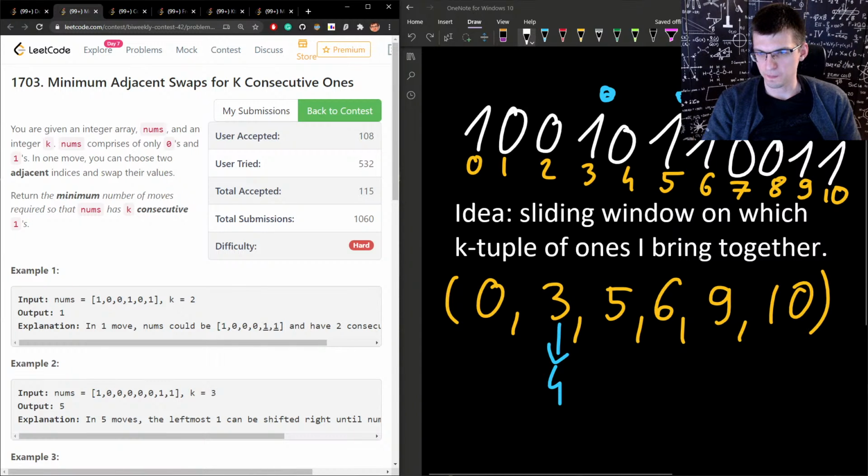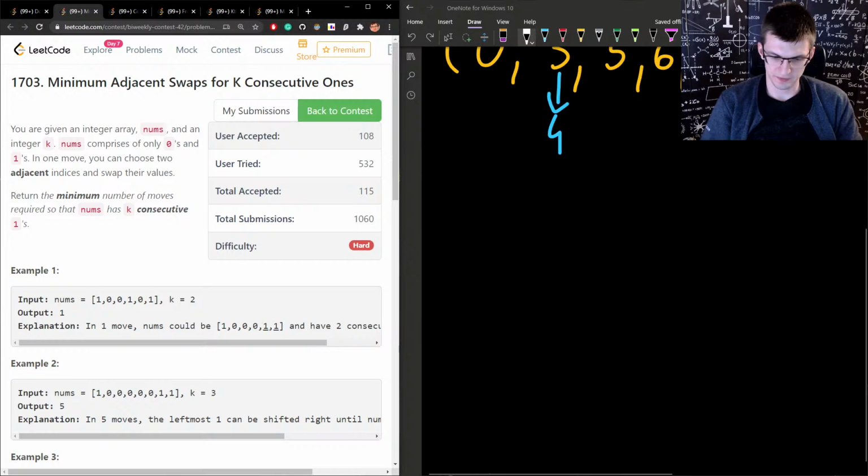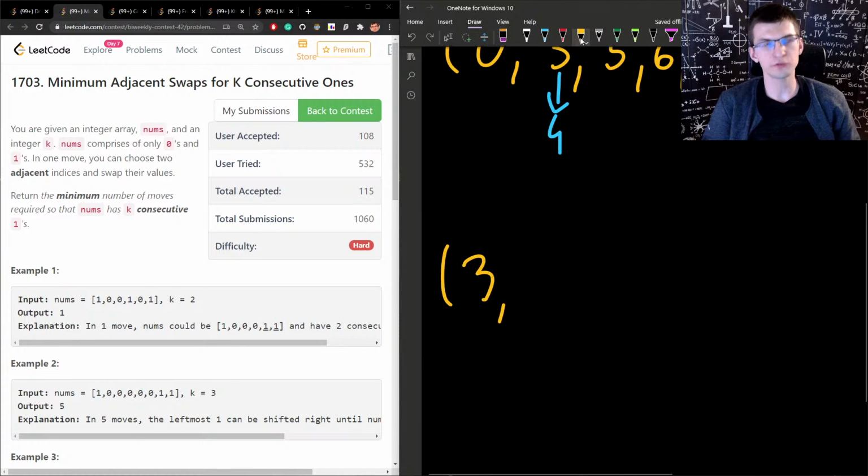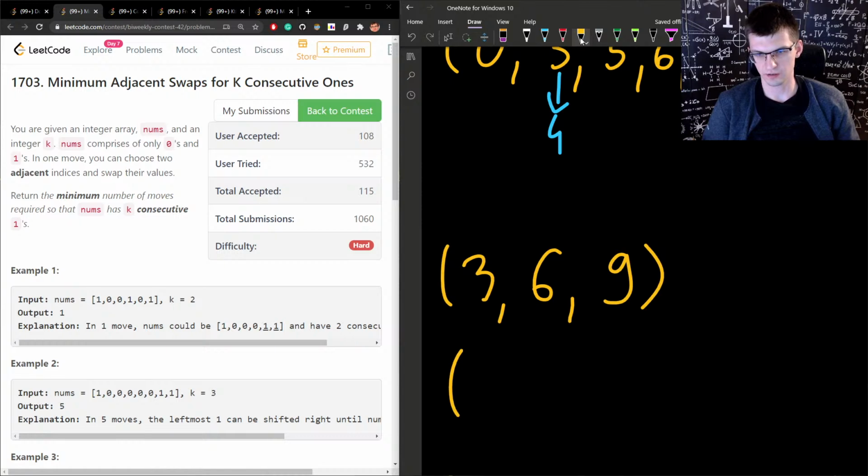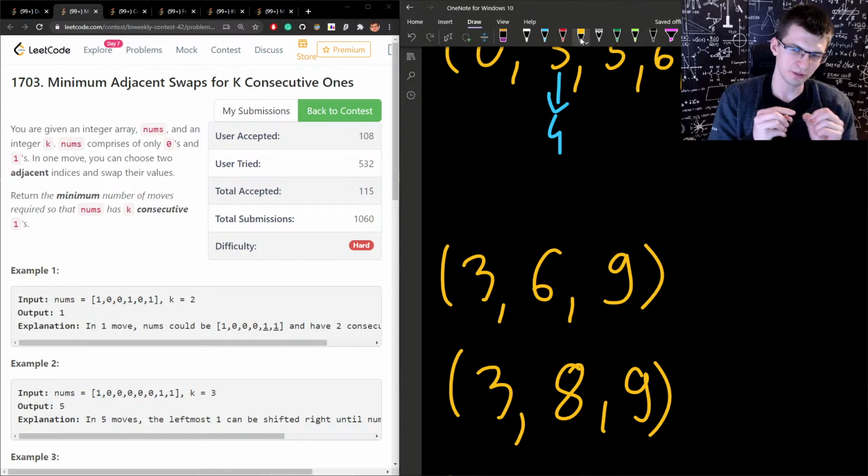All right. Let's see this example. If we have yellow indices 3, 6, and 9 versus 3, 8, and 9. The number of gaps between them is the same. Oh, actually, it is the same.